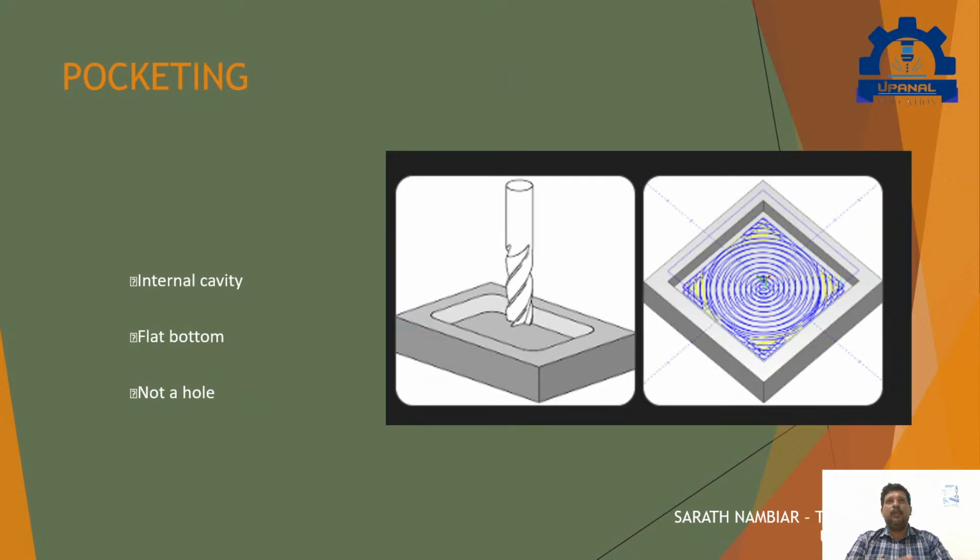I'm just going through the basics. We have lots of things, but I'm just going through the basics and telling again and again. Next is pocketing. As you can see in the image, we are removing material to make an internal cavity with a flat bottom. It's not just a hole, because a hole is always round. A pocket may be of any shape. That's the difference between a hole and pocketing. Pocketing is used for functional cavities. It also reduces the weight of the product, and it is made so that we can put other components inside. For those things, we use the pocketing operation.